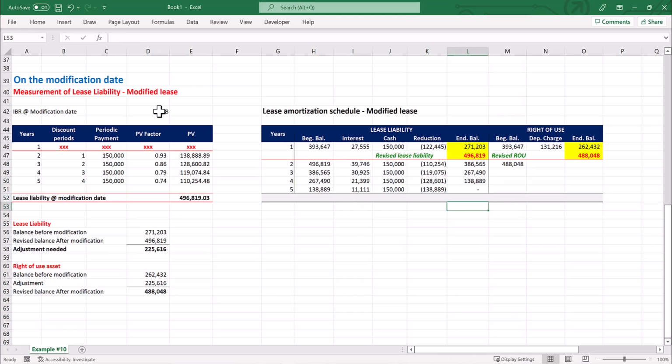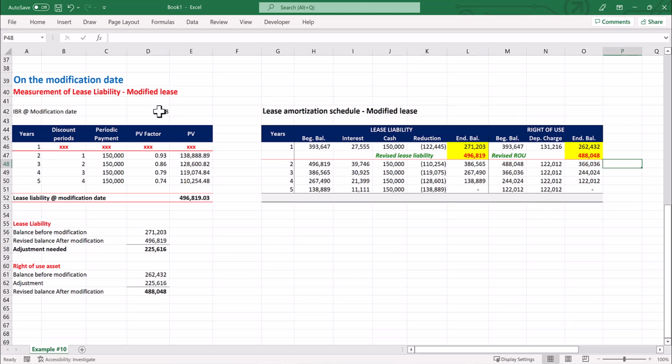Now to the right of use asset. The depreciation charge is calculated by dividing the revised carrying amount of the right of use asset by the remaining lease term, 4 years. Let us fill the schedule quickly. And that's it.